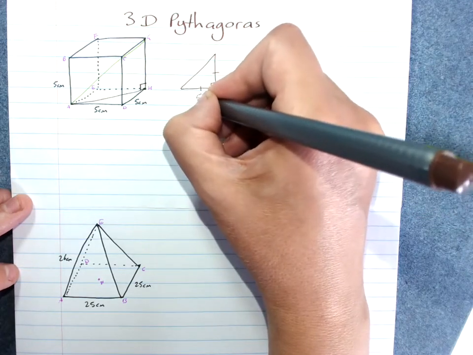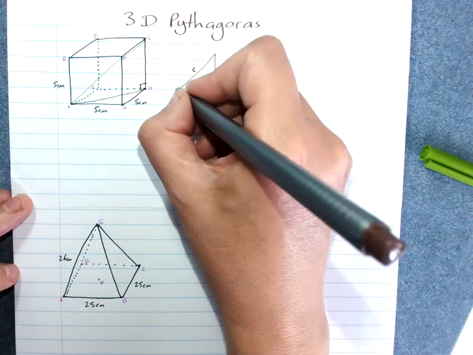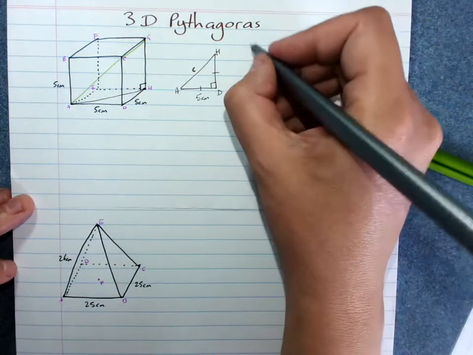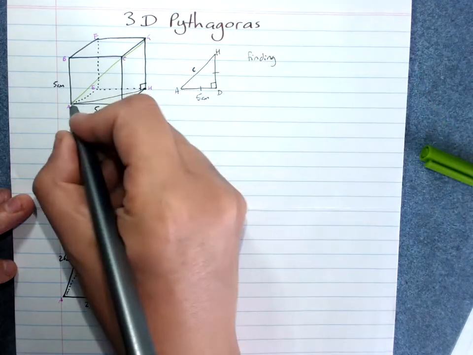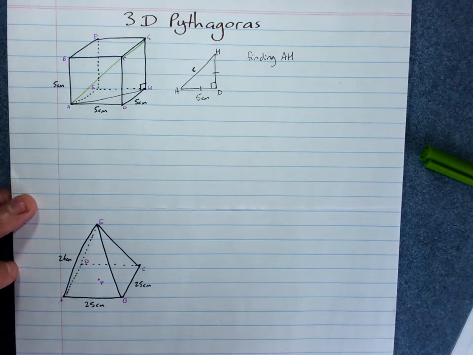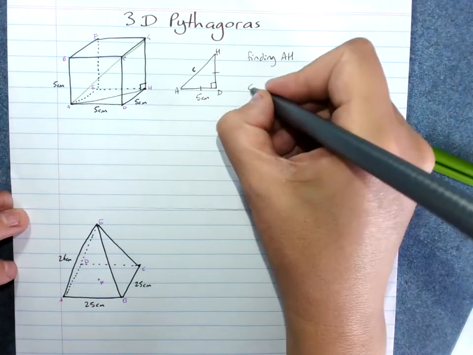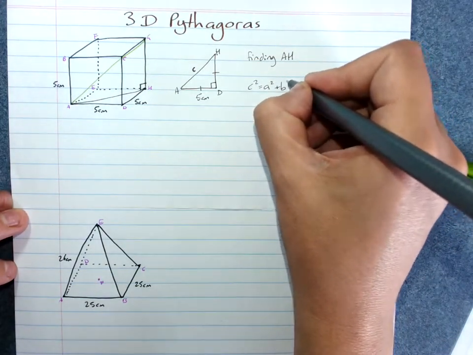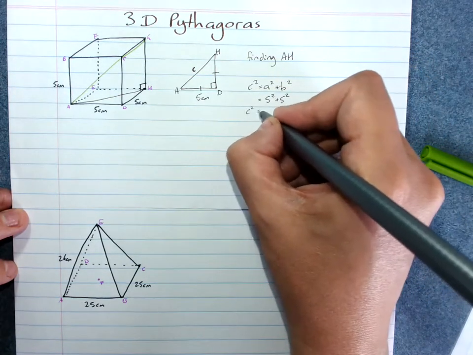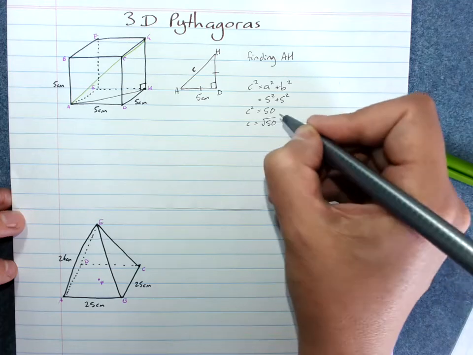So each side is 5 centimeters, and this is side C, which we want to find, or of course I could label this ADH. And I like to stay nice and organized and say, here I'm finding AH, because that lets me know and lets the person marking my test know what I'm doing. So this is just simple Pythagoras. We write our formula, substitute in our values. So c squared equals 25 plus 25, which is 50. C equals the square root of 50.